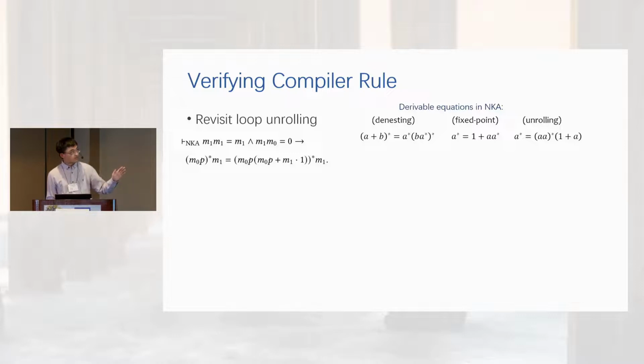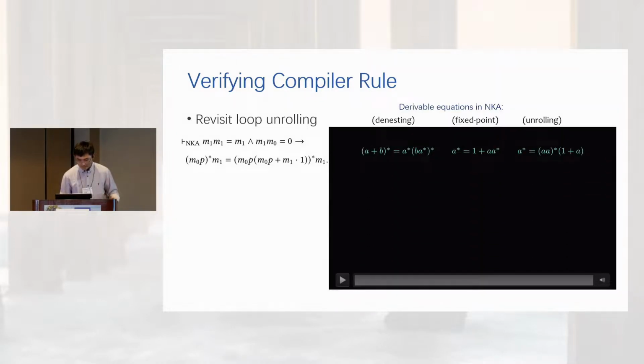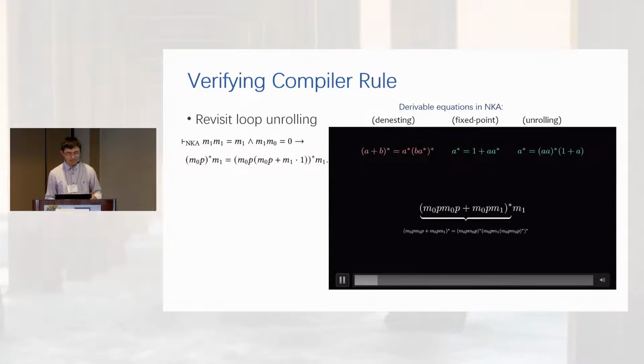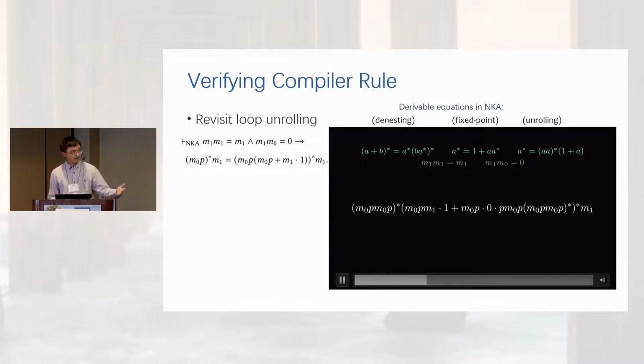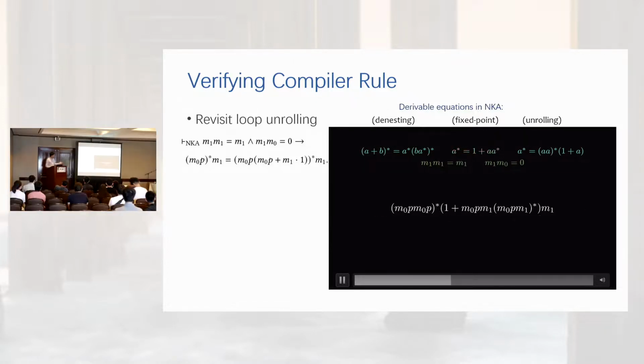We will use the loop unrolling example, whose encoding is listed on the left-hand side here. We have a short animation to show how this derivation proceeds. We make use of the derivable rules that coexist in KA and NKA, which include denesting, fixed point, and unrolling rules. We also make use of the encoded premises about the projective measurements: m1 times m1 equals m1, and m1 times m0 equals 0.